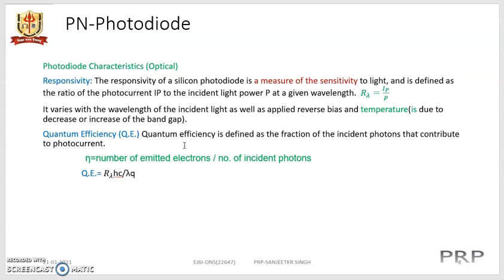temperature. The second characteristic is quantum efficiency, which is defined as the fraction of the incident photons that contribute to photocurrent. It is given as eta equal to the number of emitted electrons to the number of incident photons. In terms of responsivity, it is given as R lambda hc by lambda q.